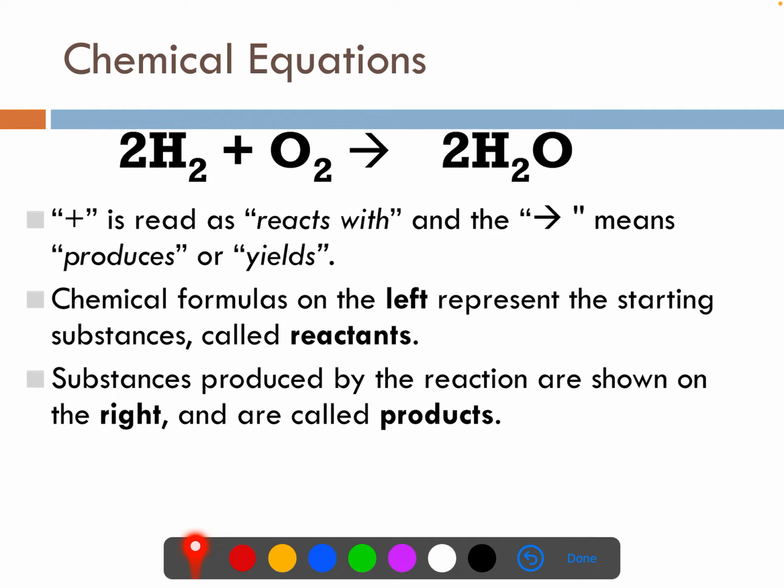So I would read this as hydrogen reacts with oxygen to form water. I could also read this like 2 moles of hydrogen gas react with 1 mole of oxygen gas to yield 2 moles of water. So there's a lot in here that we're going to take a look at. The plus sign is usually read as reacts with, and the arrow is read as produces or yields.